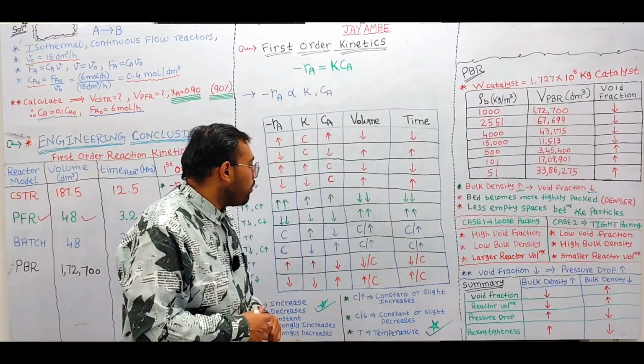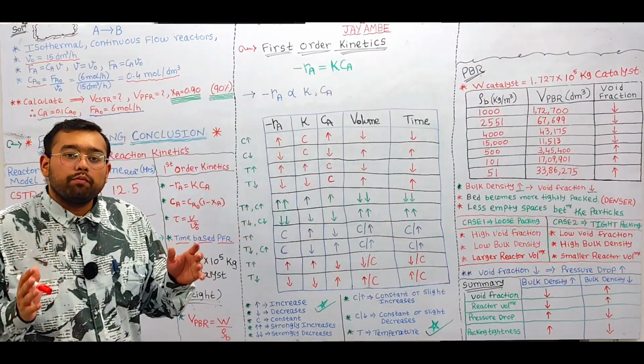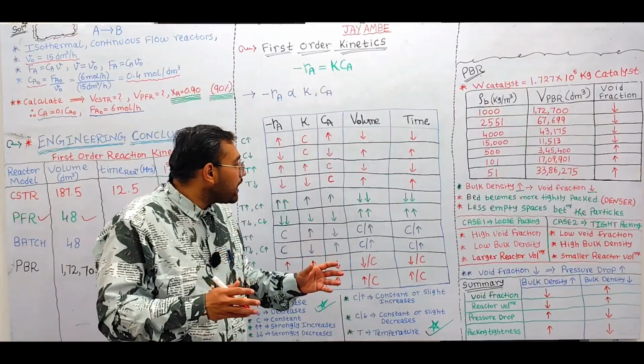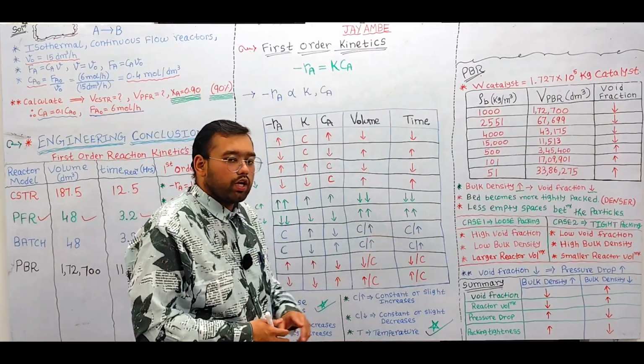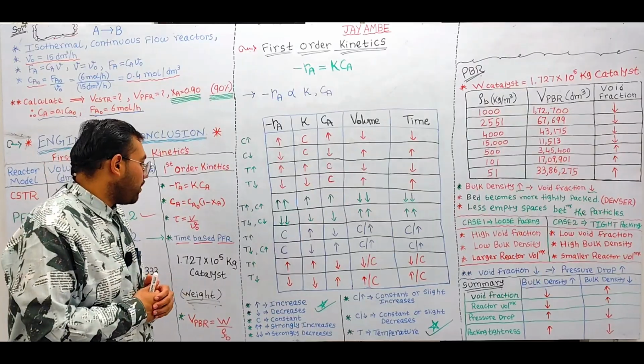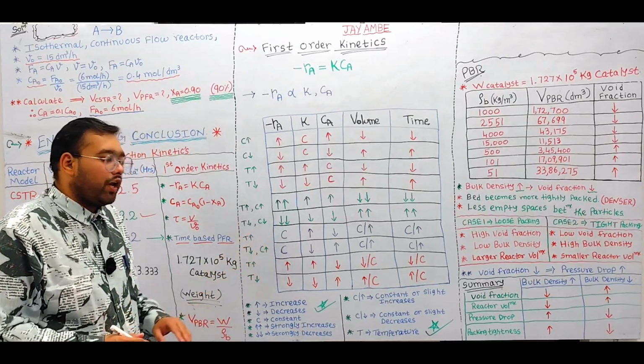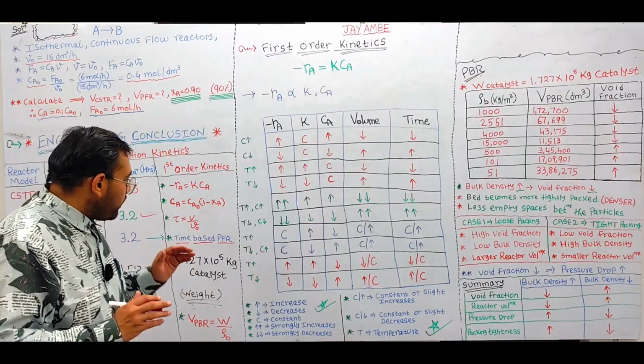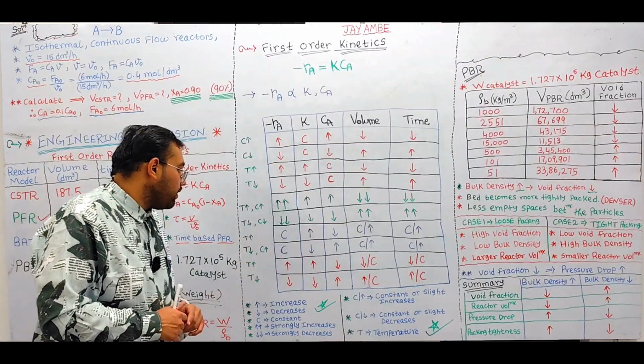Due to which we will have constant reactor volume and reaction time, or there might be a possibility of a slight increase in the volume of the reactor and the reaction time. Okay, I hope you have understood. So here we have completed the understanding of the seventh part. Now we'll understand the eighth part.